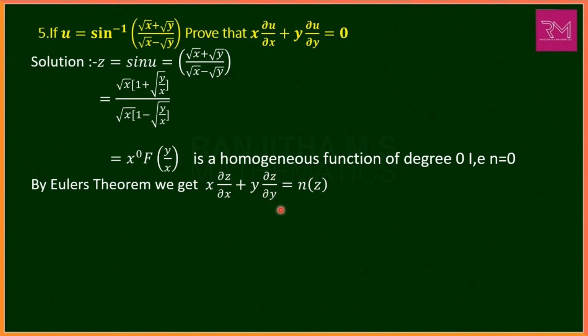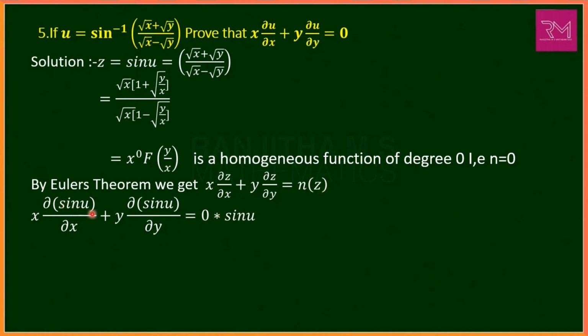Here this is an important step. We have to consider the Euler's theorem for the function z, not for u. This is the Euler's theorem for the function z, because we have the function z is equal to sin u which is equal to root x plus root y by root x minus root y. So substitute z value as sin u. Next step we get x into del of sin u by del x plus y into del of sin u by del y which is equal to, here n value is 0 into z is sin u.